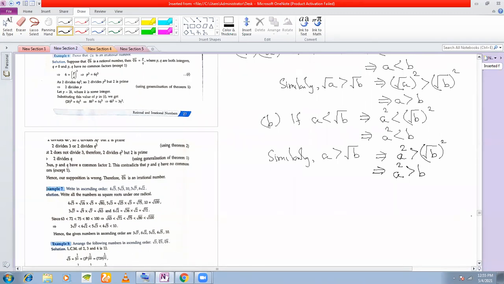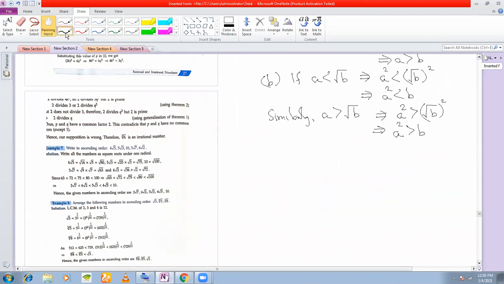Fine, so let us now work out one simple sum here, which is: write in ascending order.